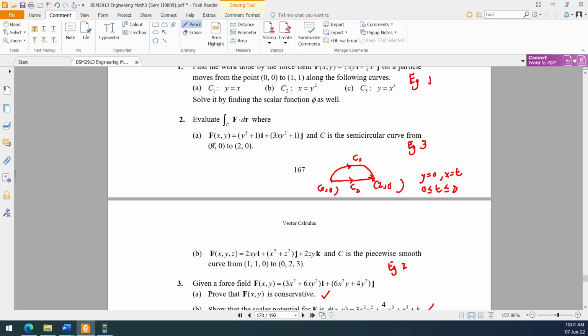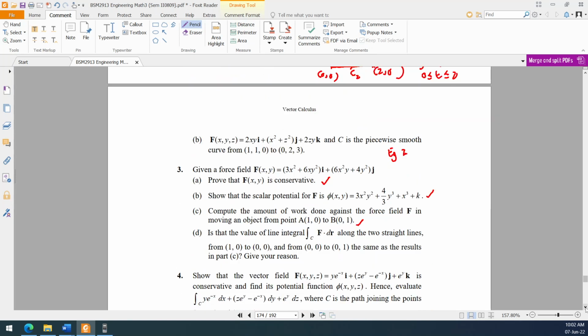And then F is conservative. We find F using del phi, so we can also use the potential function phi. When the curl of F equals 0, F is conservative, then the line integral is independent of path, provided the starting and ending points are the same. So you can have different paths, the answer will be the same. That's why for question 2A, we can use curve C2 along the x-axis, easy, or use the potential function phi.